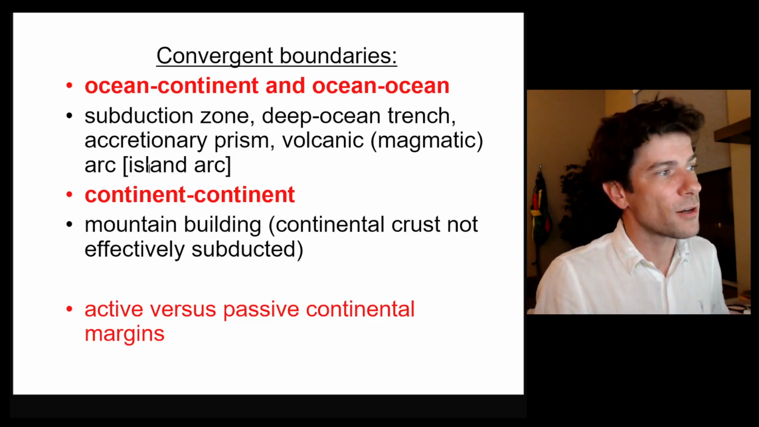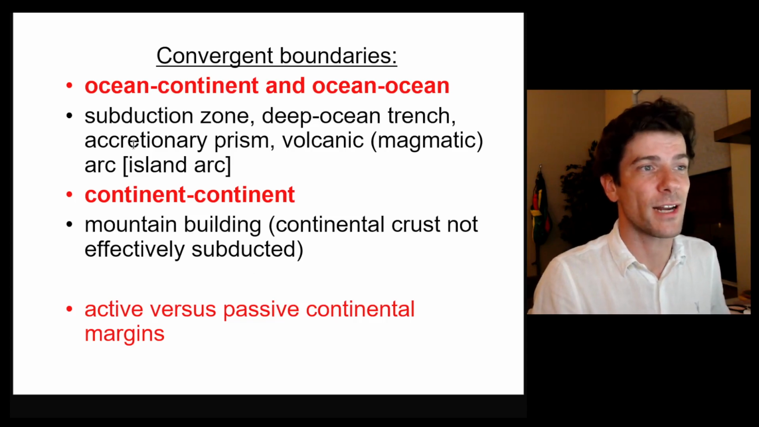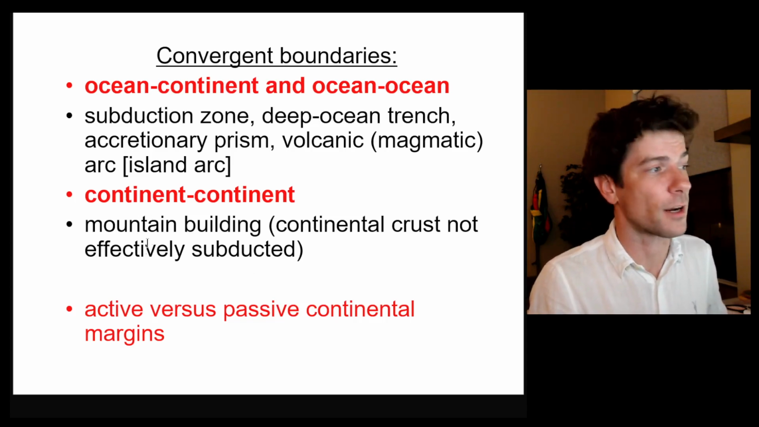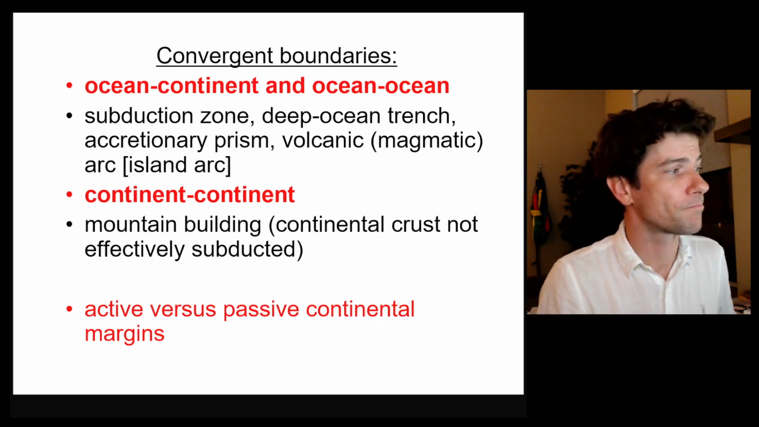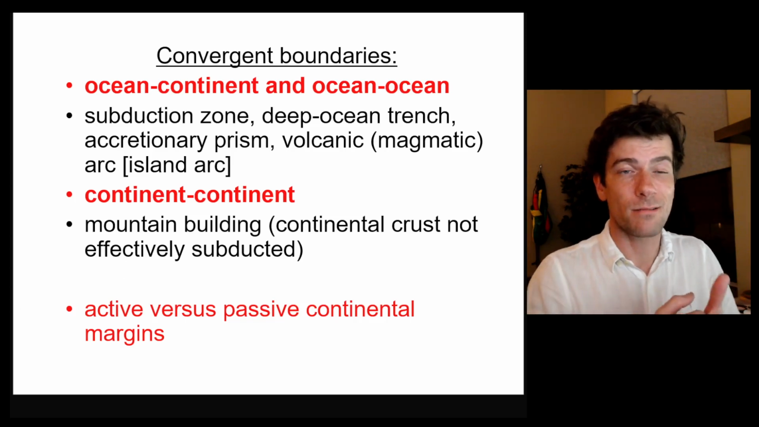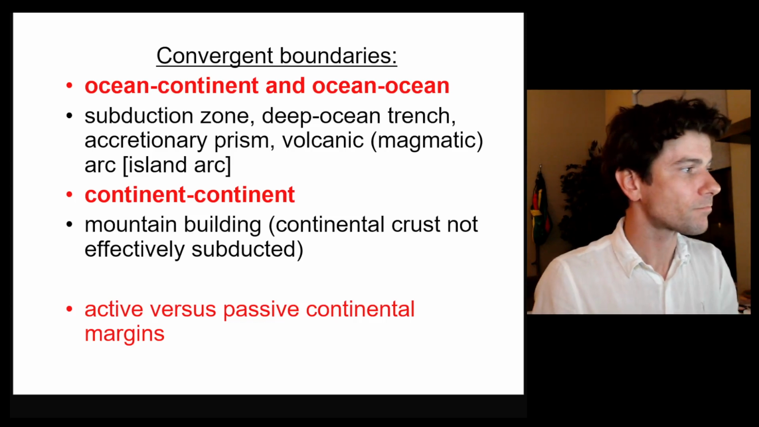Within convergent boundaries, you can have ocean crust subducted, like I said, or you can have continental crust run into continental crust and just kind of thicken and produce a big mountain range and plateau like the Himalaya. That is the result of the Indian subcontinent colliding with the rest of Eurasia. Okay.